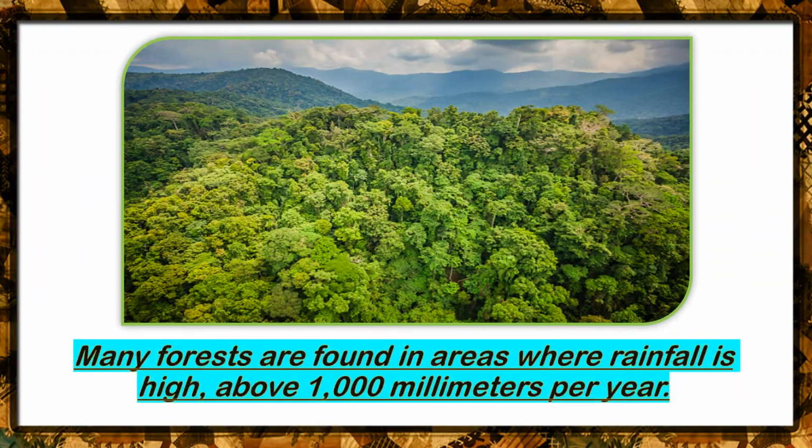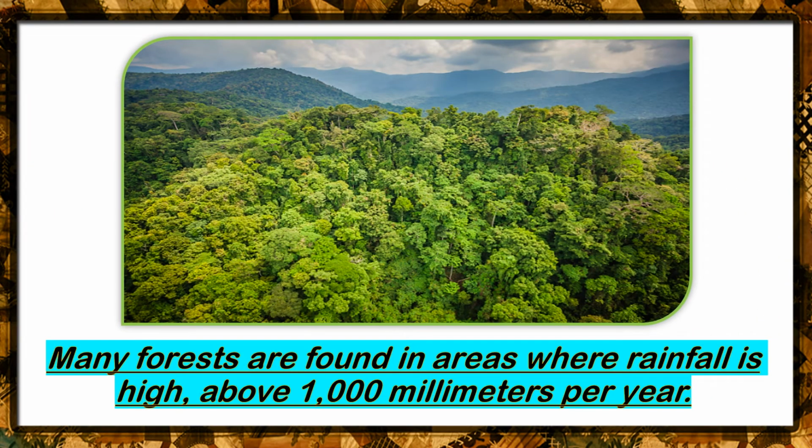Now class, so many forests are found in areas where rainfall is high, above 1,000 millimeters per year. That's why we have lots of rainfall here in tropical regions or tropical climate. So in an area like Thailand, we have lots of rainforest because we are near the equator.